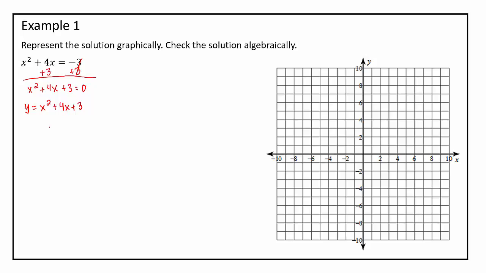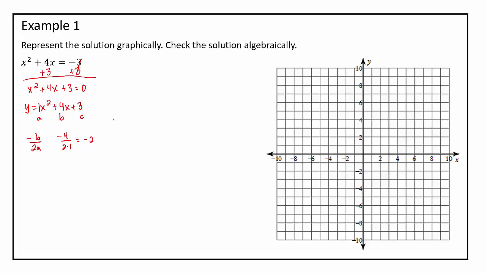Now what we want to do is graph this. So when we graph equations like this, we care what a, b, and c are for standard form. So a in this case is 1, b is 4, and c is 3. We use the vertex formula negative b over 2a to get the x coordinate of our vertex. So that would be negative 4 over 2 times 1, which is negative 2 when you simplify it.